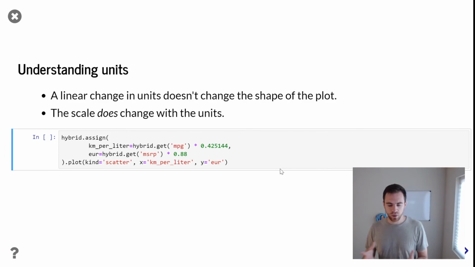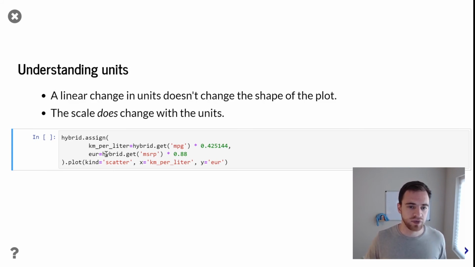Now, this data that we have here is all in American units. So miles per gallon, price in US dollars. What if we want to convert this to kilometers, for instance? Well, we can go ahead and do that. This is some code that we've seen before. So I'm just going to take the miles per gallon column, multiply it by a conversion factor, and convert it to kilometers per liter. For the price, I'm going to convert the MSRP in dollars to euros. And this is an old conversion factor, but you get the idea. Assign those back to our table and then plot a scatter plot.